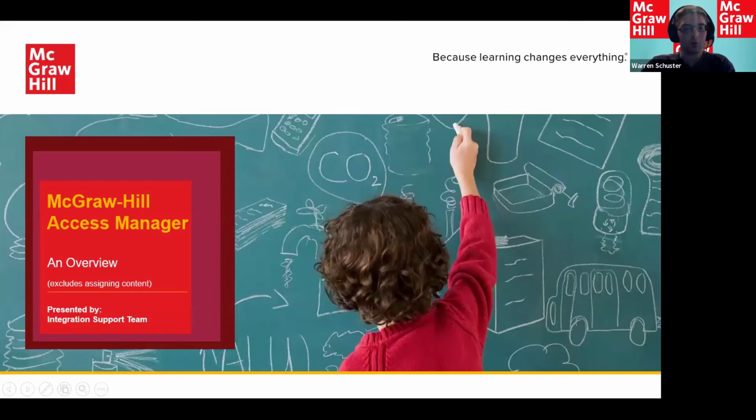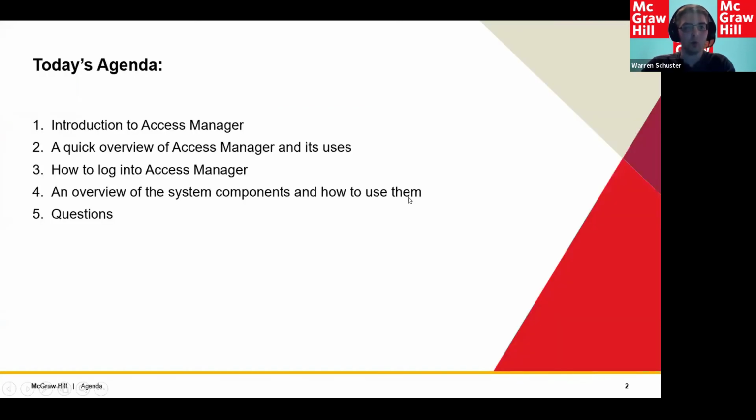Here we go. So, McGraw-Hill Access Manager 101. On today's agenda, we are going to do an introduction to the Access Manager system and then a quick overview of its functionality and main uses. We'll then go over how to log into the program. We'll stop briefly for questions after that point, and then we'll do a high-level overview of the different system components that are available within the Access Manager platform. Finally, at the end, we will have another question session.